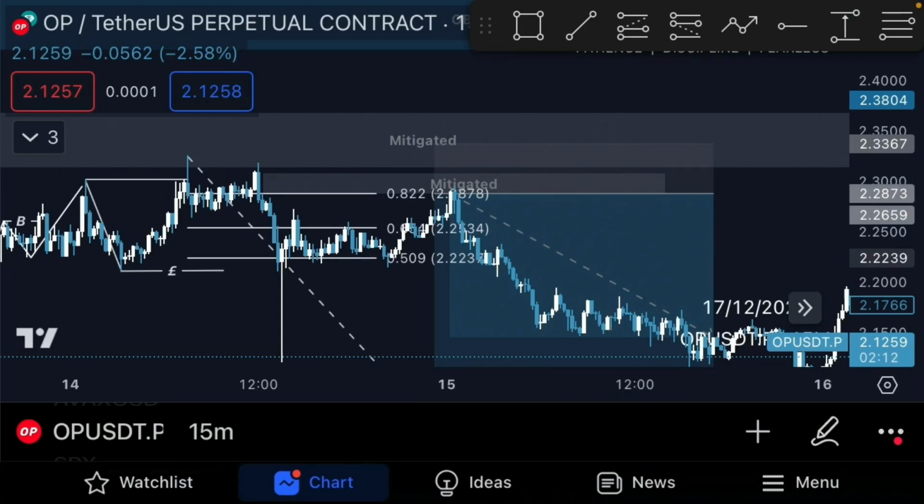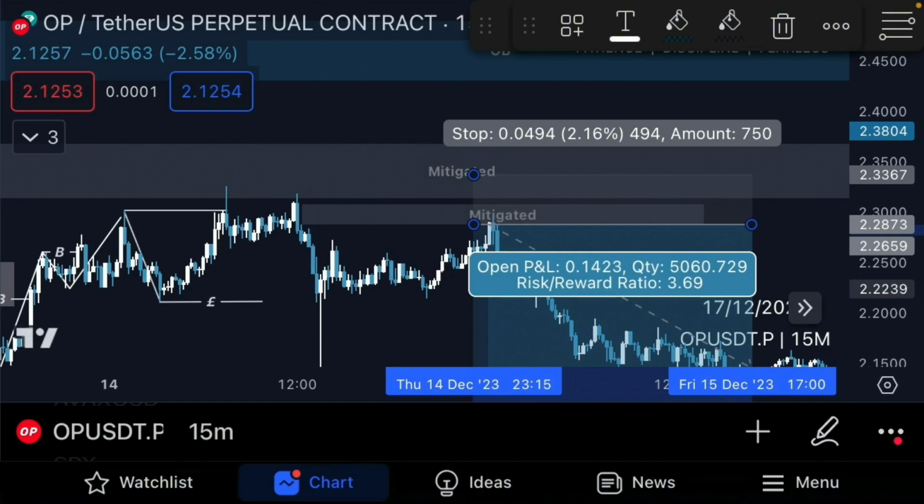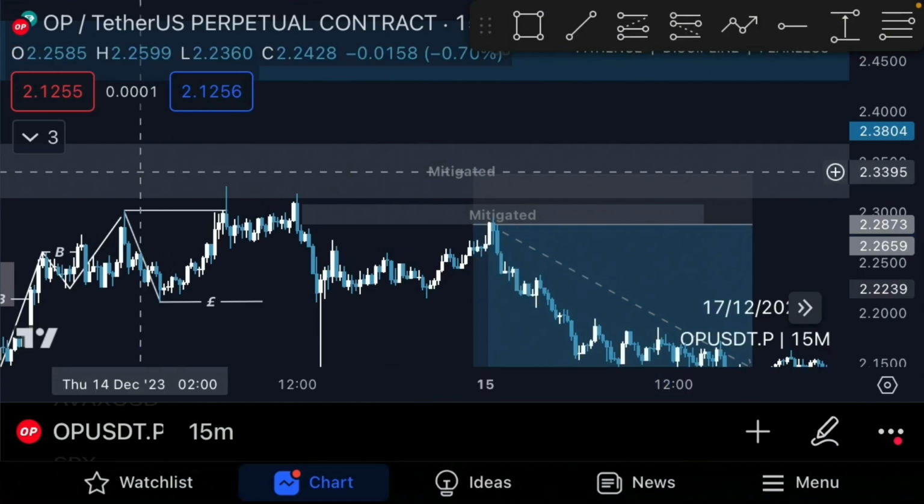As we got this area, we placed our sell limit. We put our stop loss above this zone, slightly above this zone. If you have watched the previous video about stop loss, I'm going to be tagging it under the description of this video, so you can go and watch as well. You would know how to set your stop loss properly.